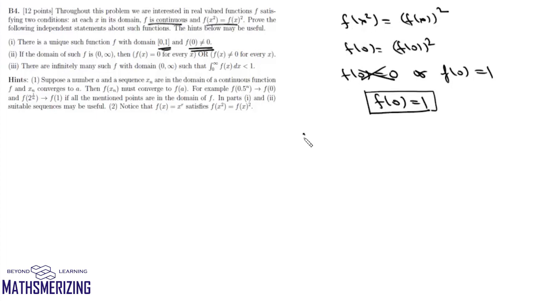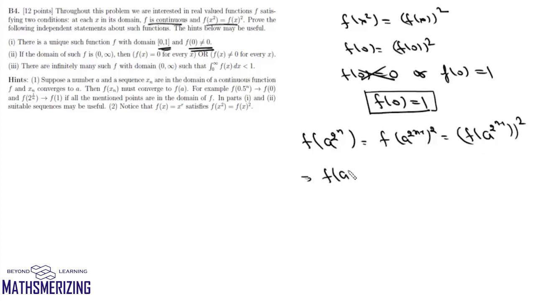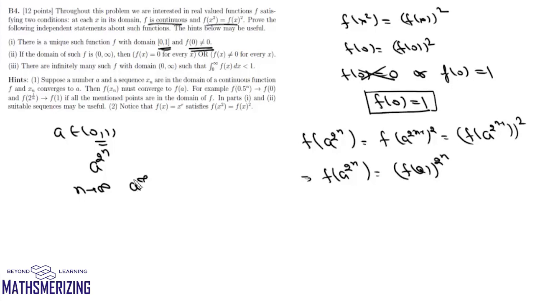Now what we'll do is we'll consider this function f(a^(2^n)). Now we can write this as f(a^(2^(n-1)))², and we can write this as f(a^(2^(n-1)))². If we keep doing it, from here we can say f(a^(2^n)) will be equal to (f(a))^(2^n). Now we consider a sequence of numbers which are of the form a^(2^n). As n tends to infinity, since a lies between 0 and 1, this value approaches 0.